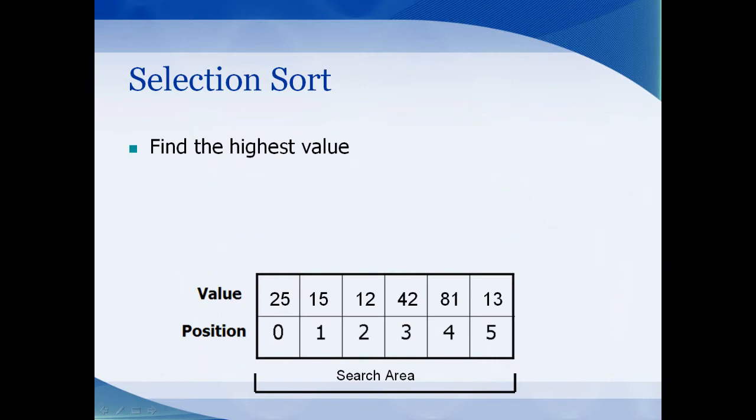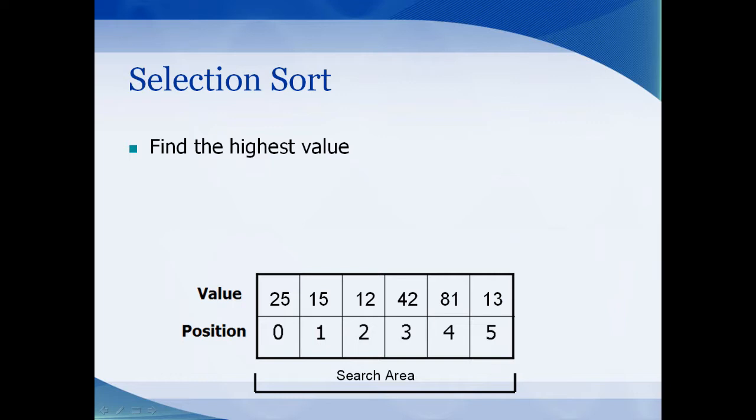Okay, we're going to start off with the selection sort. We're going to sort this list from lowest to highest. To do this, we're going to search the entire list for the highest number, and then we're going to put that highest number at the end of the list.